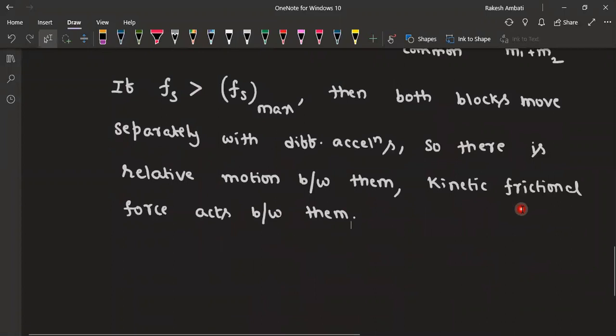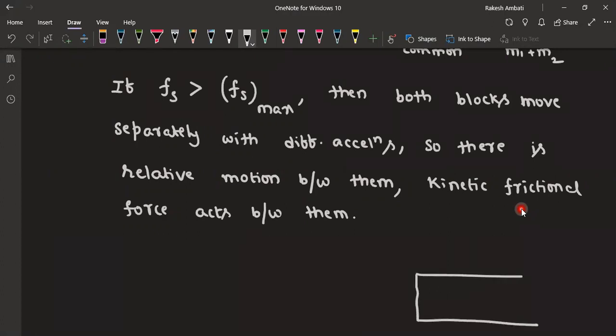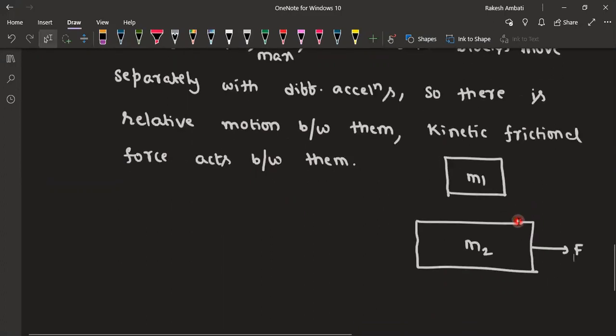So they are moving differently, or they are moving separately with different accelerations. Now we have to find both accelerations. For example, it is a bottom block M2, then after it is a top block M1. And here it is applied force. Then after it is smooth surface.